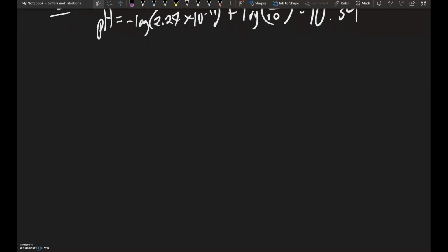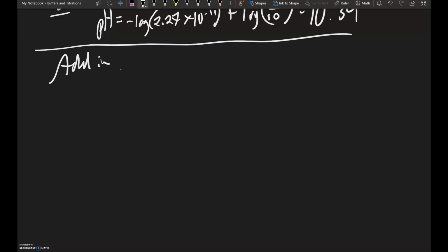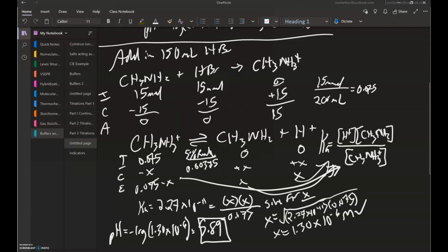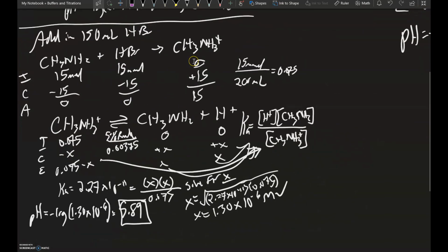So now we're going to add in 150 milliliters of the HBr. Okay, so as we add in the 150 milliliters of HBr, we set up the equation as we've been doing, where we have to figure out the initial, how much of the HBr is going to react and how much of the conjugate acid is going to be left over.